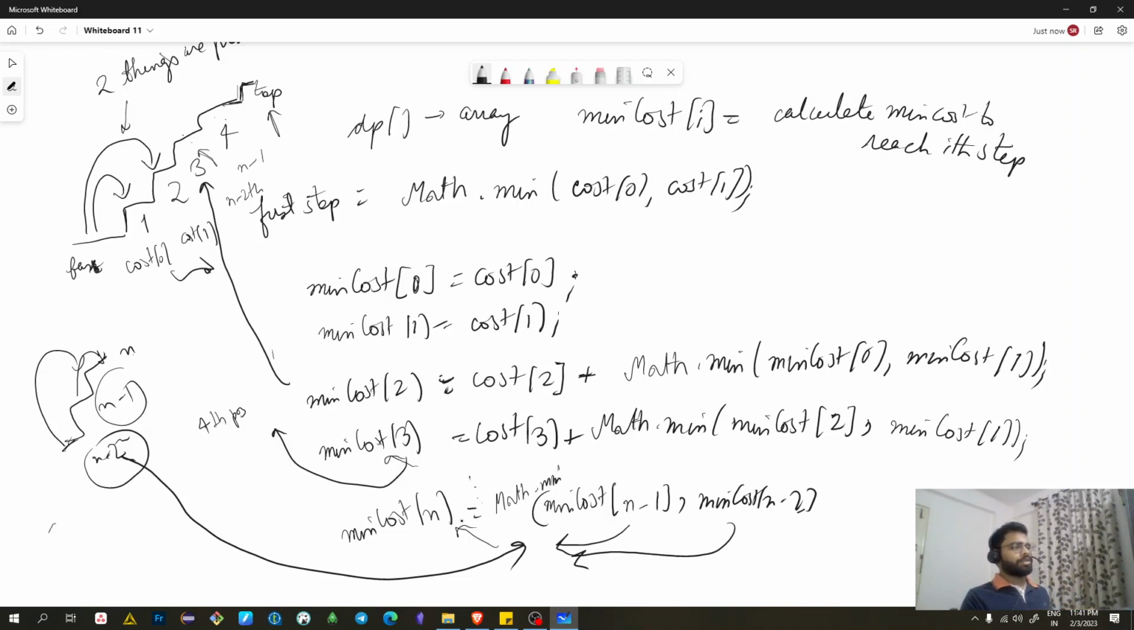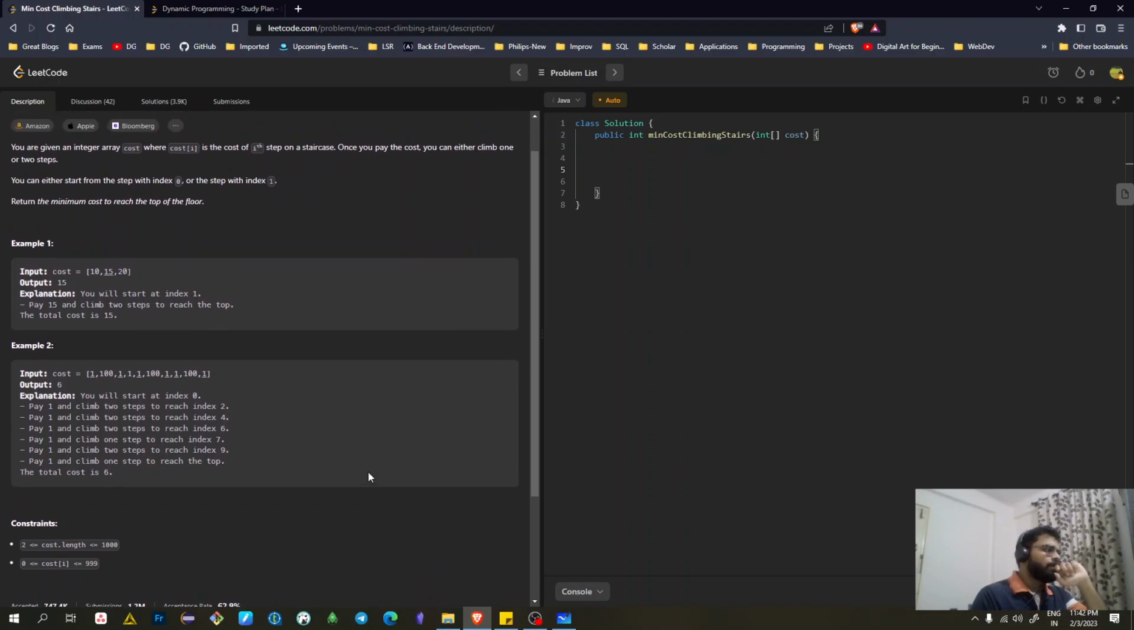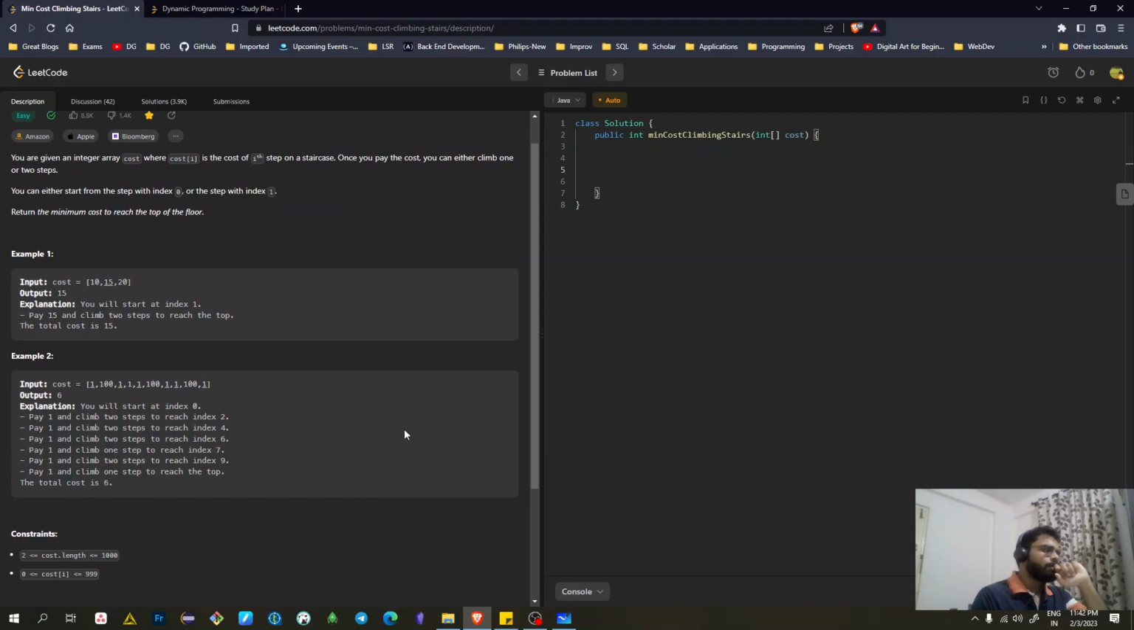Okay, let me put this aside. Let's go to code first. And let's see. Cost length can be 2 or greater. Okay, so basically, you would always have 0th and 1st elements. Okay, so let's initialize our memoize dp grid, which will store the ultimate result. Basically, for every index, it will store what was the minimum cost to reach that.